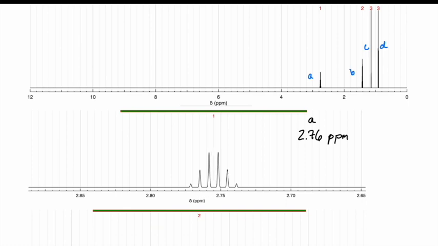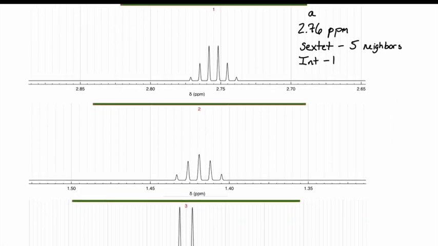Okay. My multiplicity, 1, 2, 3, 4, 5, 6 here. So that's a sextet, which means that this particular cluster of hydrogens has 5 neighbors. And then lastly, and this is another way in which I'm kind of nice giving this database of information, the integration is given to you very clearly. So this is an integration of 1. So I'm going to go down the line and do that to each of my set of peaks here.